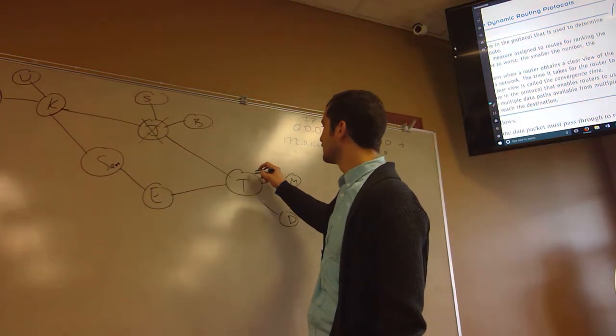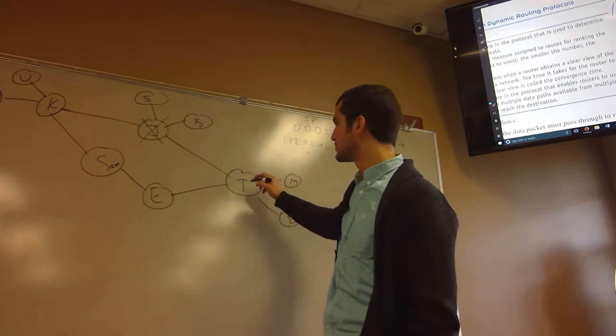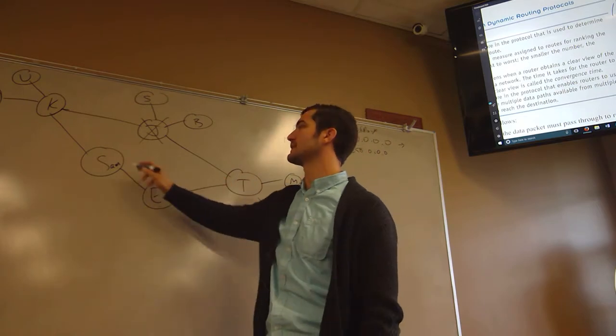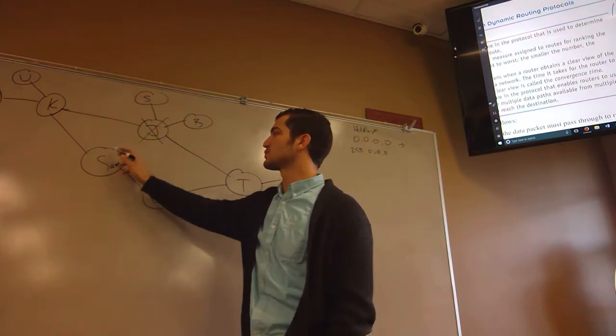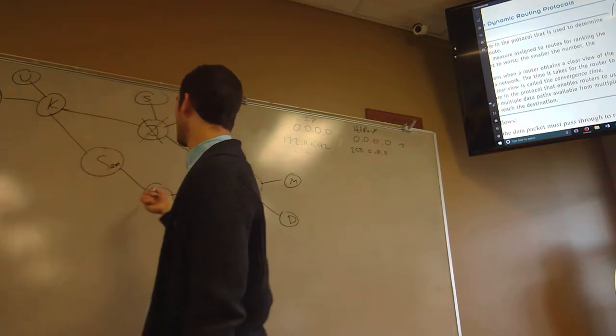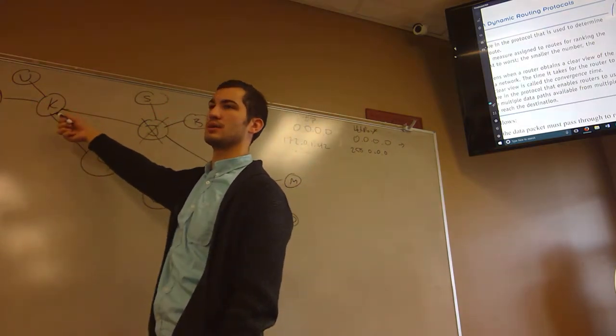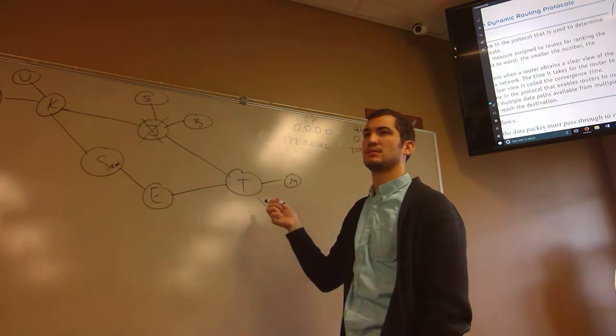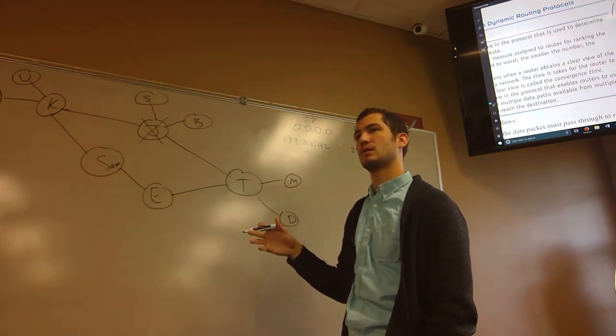Because this router advertises what it's connected to, and that goes to this one. This router advertises what it's connected to to this one. And this router advertises what it's connected to. So because they've all talked to each other, they've built this route. Does that make sense? Yay or nay? Yay.